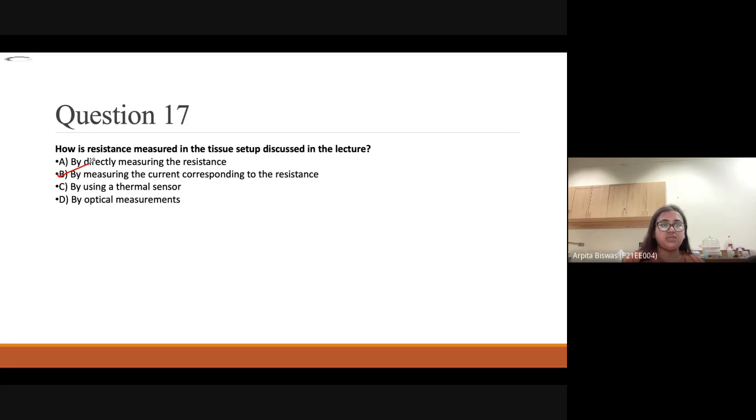Okay. So how is resistance measured in the tissue setup discussed in the lecture? So by measuring the current corresponding to the resistance. Okay.